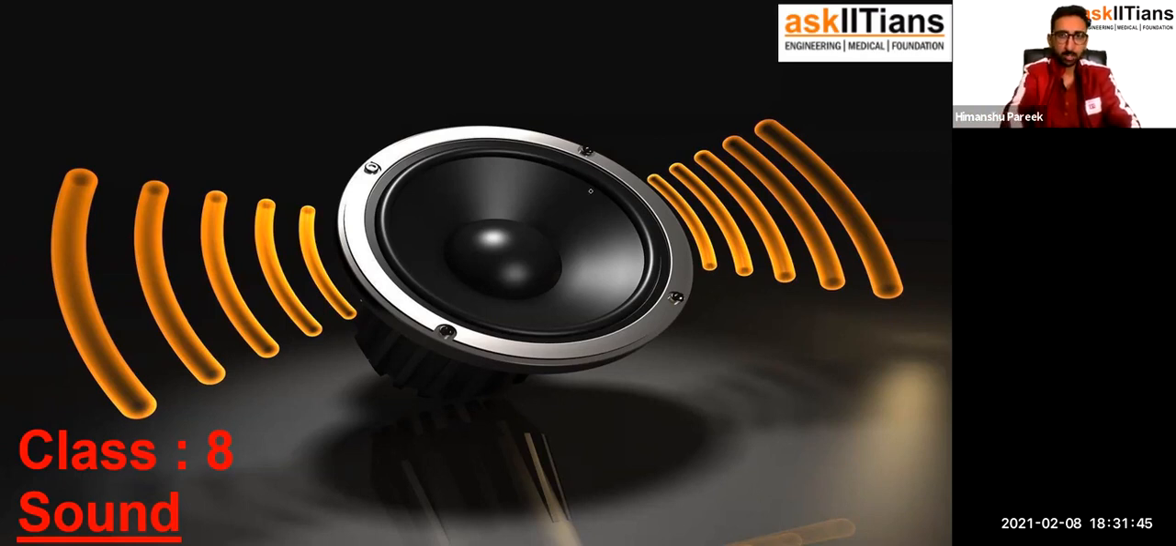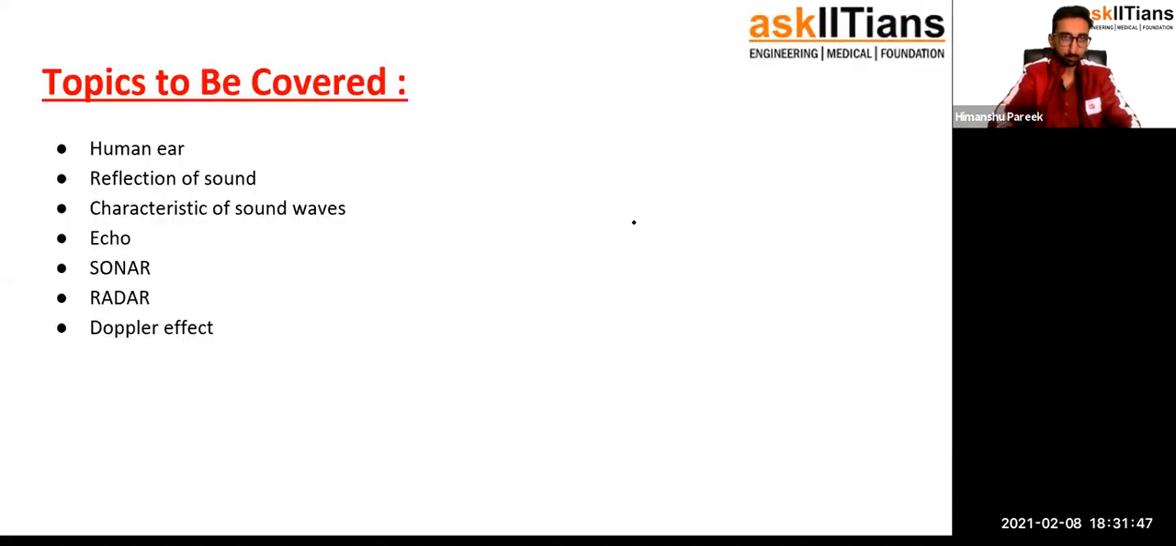So our major discussion in today's topic will be about the human ear, and then we'll also discuss the reflection of sound. Then we'll discuss the characteristics of sound, echo, sonar, radar, and a new concept for you guys, something called the Doppler's effect, which is quite new for you. Though it's a topic of 11th grade, JEE students and NEET people also have to learn this. But today in our class, we will have a little bit of an idea about this topic called Doppler's effect.